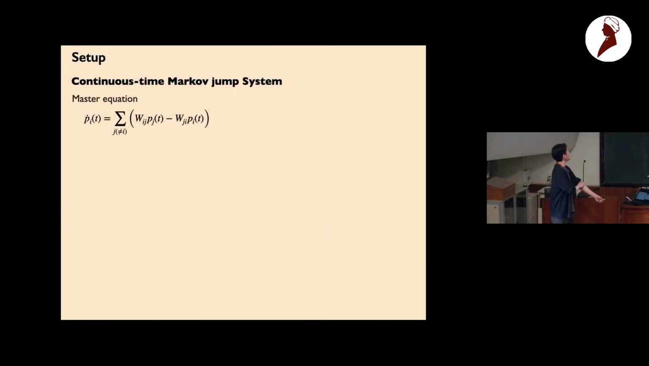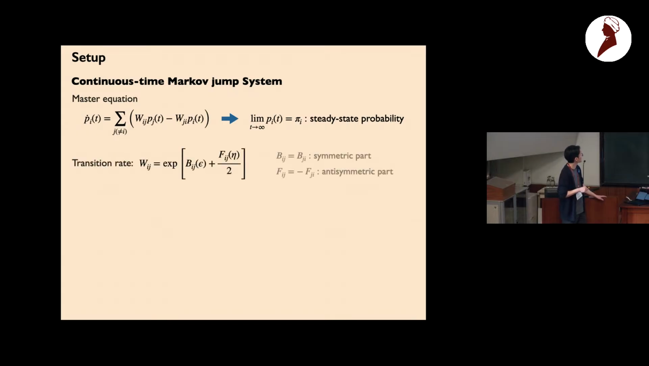Okay, so let me first talk about our setup. We considered a continuous-time Markov jump process. So this is the master equation. Here, let's say that pi denotes the steady state probability. Then this is the transition rate, Wij. And this can be parameterized by two terms. The first term is Bij, a symmetric part, which means that Bij and Bji are the same. And the second term is Fij. Fij is the antisymmetric part, so Fij is equal to minus Fji.